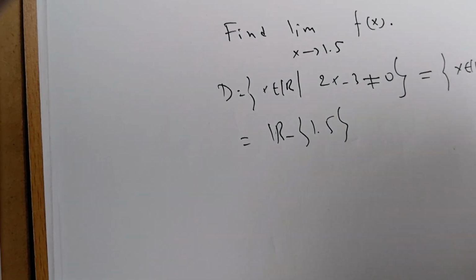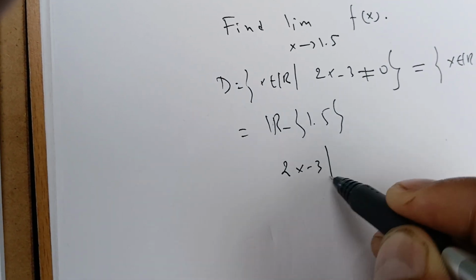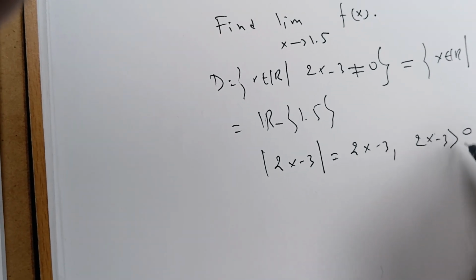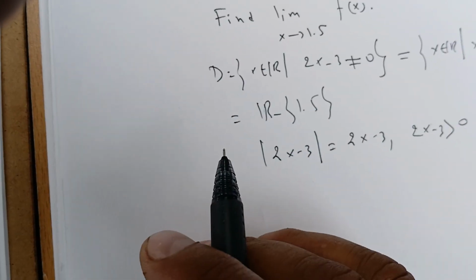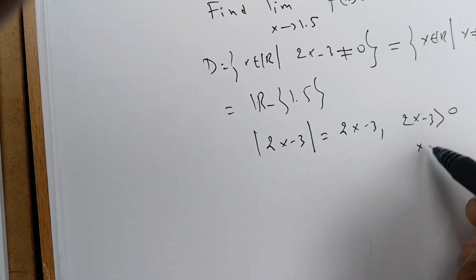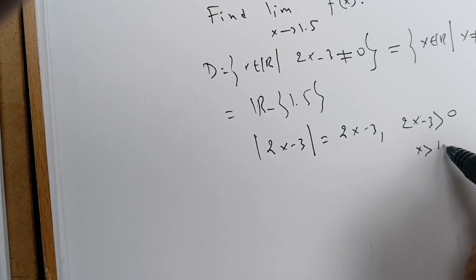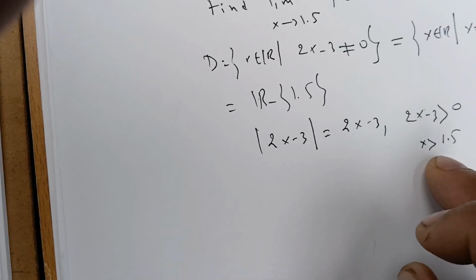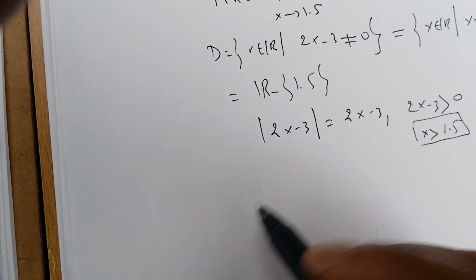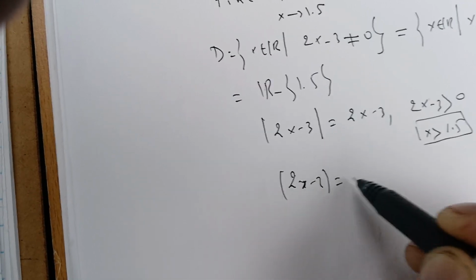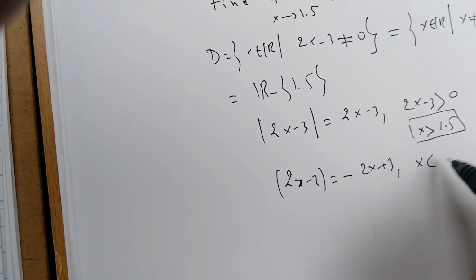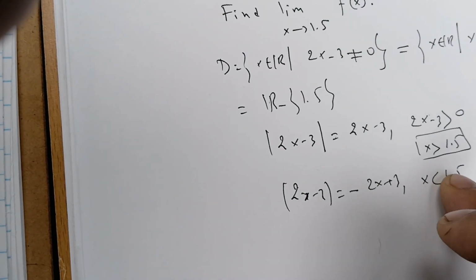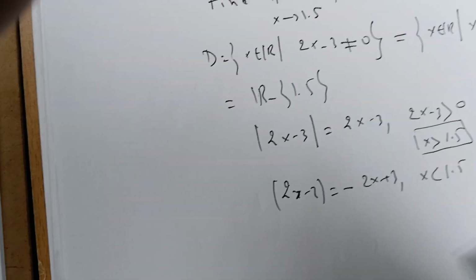So by definition, the absolute value of 2x minus 3 is 2x minus 3 if 2x minus 3 is positive. Okay, that means when x is bigger than 1.5, we just add 3 to both sides and divide by 2 to get this one. The absolute value is minus 2x plus 3 if x is less than 1.5. We are not including x equals 1.5 because it would make 0. So that's why we have to get rid of it.